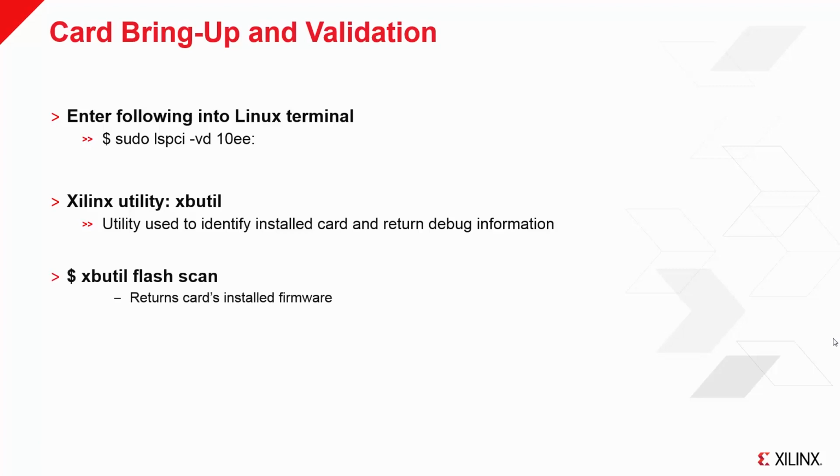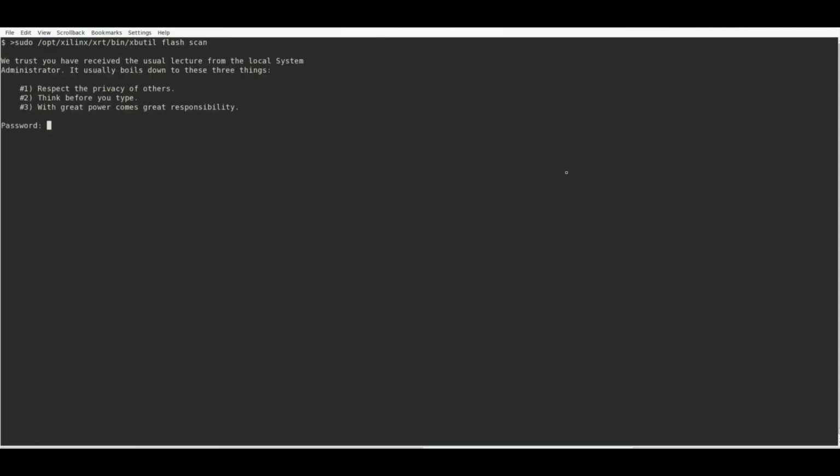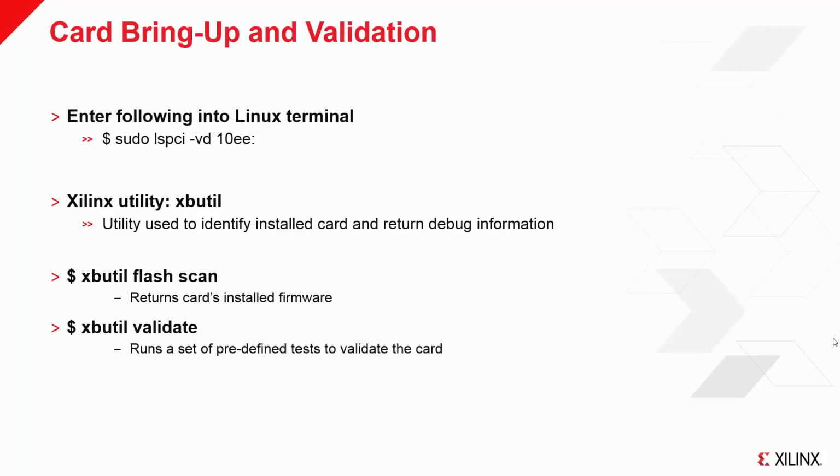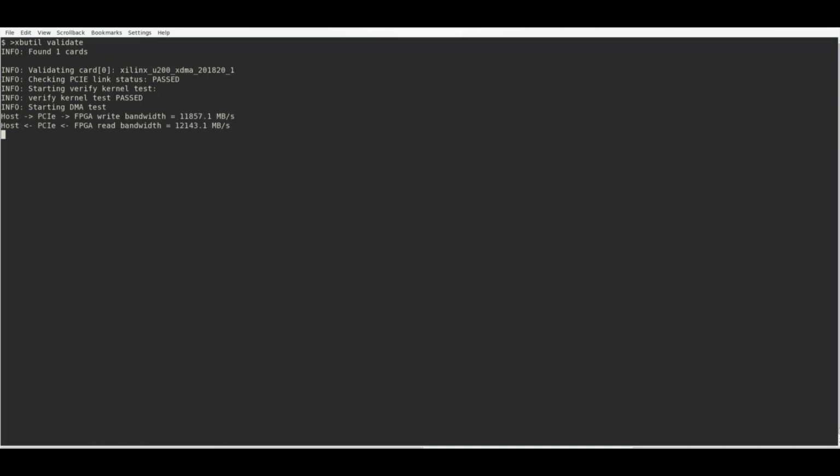First, let's run the xbutil flash scan command. This command returns the DSA firmware installed on the card and this system. Enter the command in a Linux terminal. Next, let's run the xbutil validate command. This command validates the card installation by running 4 predefined tests and generating a high-level, easy-to-read summary telling you if the tests have passed. The tests include PCI link status, running a Hello World kernel, and 2 data bandwidth tests. All the tests will show passed, and the last line of the output will indicate that the device has been successfully validated.